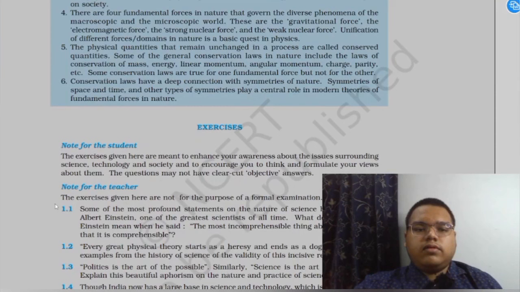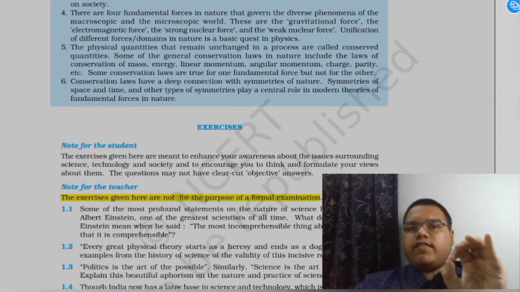And here the exercise is not given for formal examination, so we will not discuss them and not waste your time.